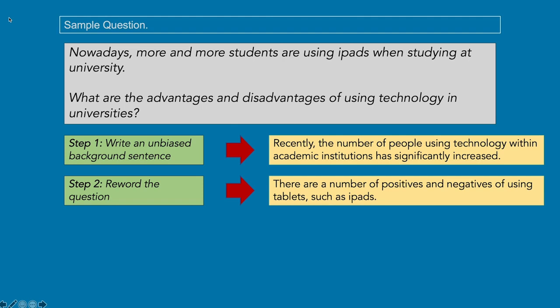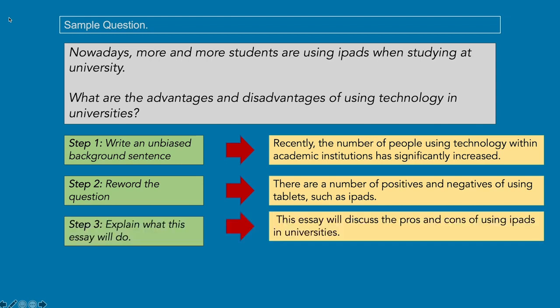Now, for our final step, all we do is tell the examiner what this essay will do. So, this essay will discuss the pros and cons of using iPads in universities. So as you can see, this is actually really easy.